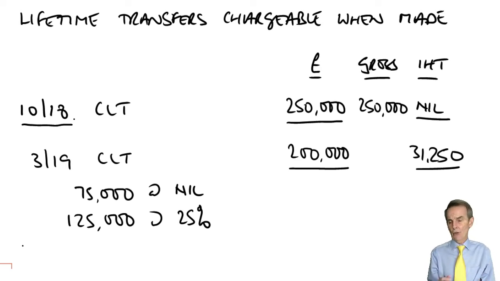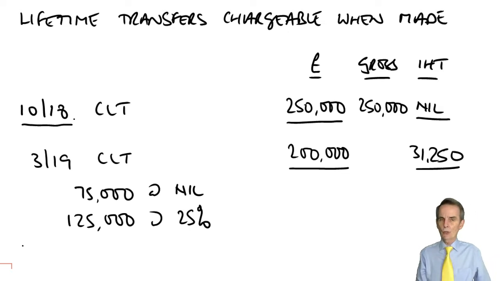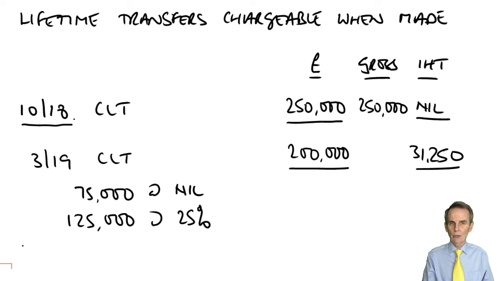In an exam question, though, it is most likely to see at least one such CLT within the 7 years before death. You may indeed, as we'll see in a later lecture, have one that is 8, 9, 10 years before the date of death, but we still need to do it. The reason being, as we've emphasised all through our studies of IHT, this is a cumulative donor-based tax.